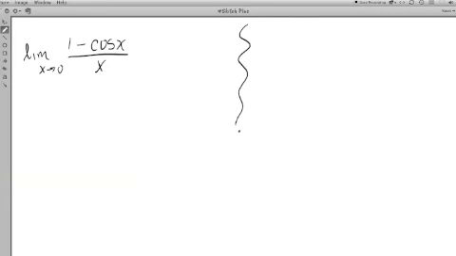Let's look at another limit that comes up fairly often. The limit of (1 minus cosine of x) over x as x tends towards 0. So let's divide it in half. We'll use that right-hand side as our scratch pad.